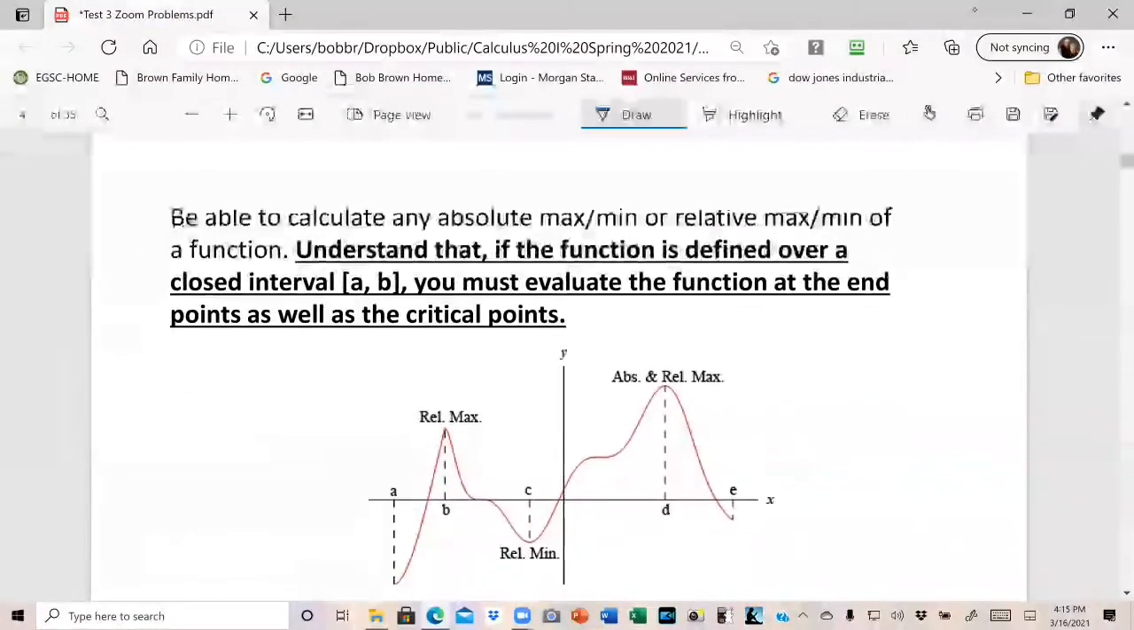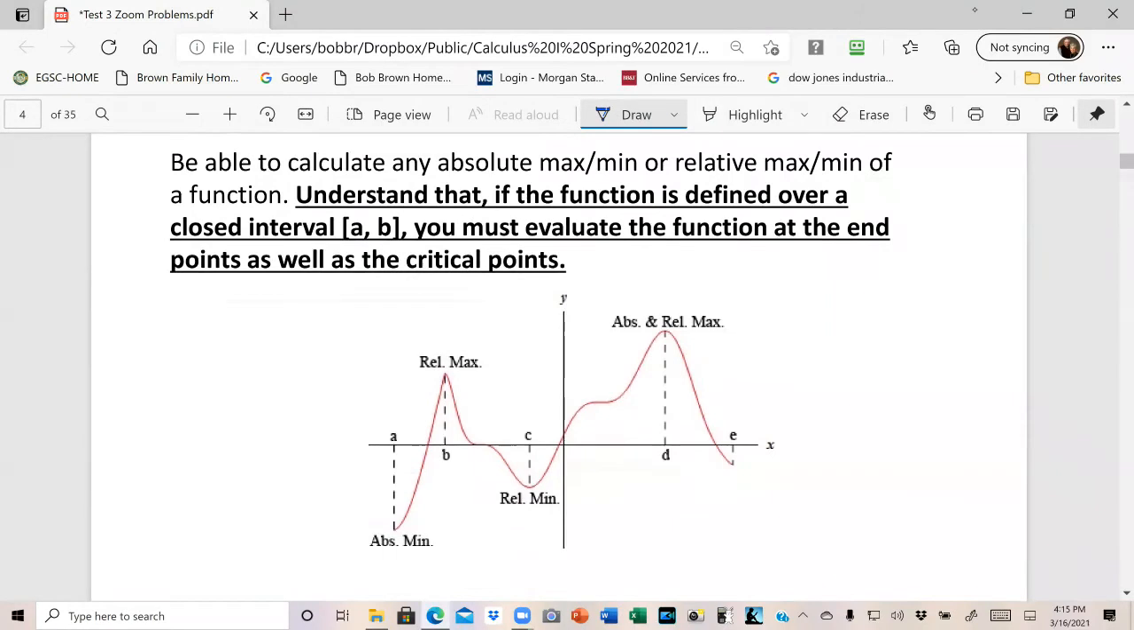Now, looking at a function, you'll need to be able to calculate what we call the absolute max or the absolute minimum value of the function, or in some cases, the relative max or the relative min of a function. Now, you need to remember that if a function is defined over a closed interval between a and b, you must also evaluate the function at the endpoints as well as the critical points.